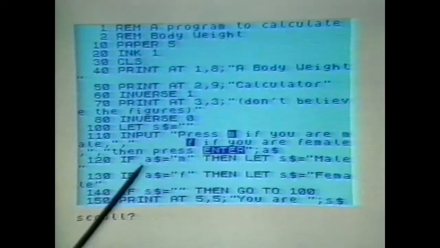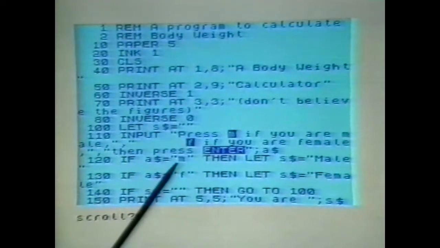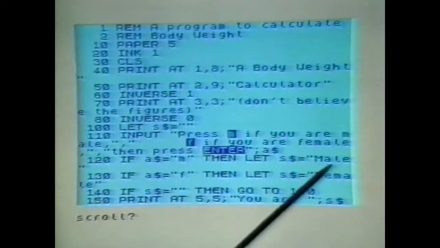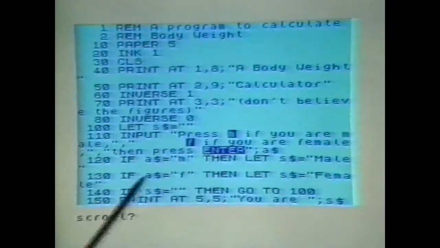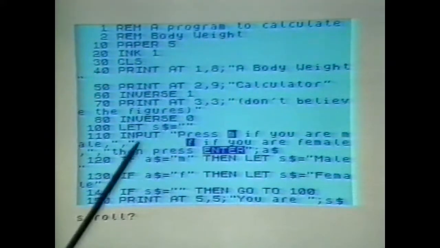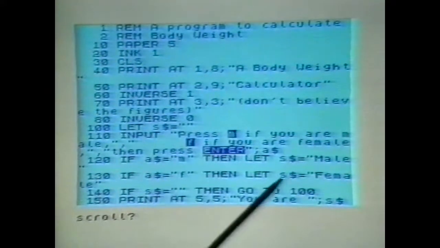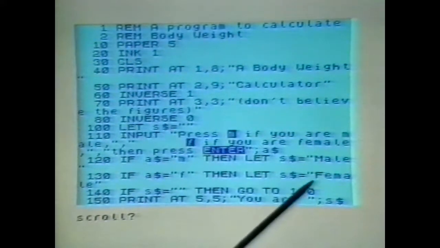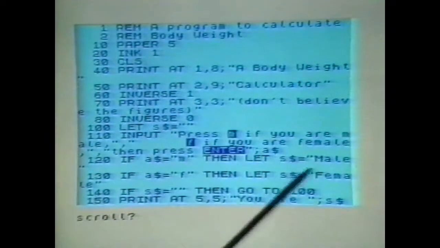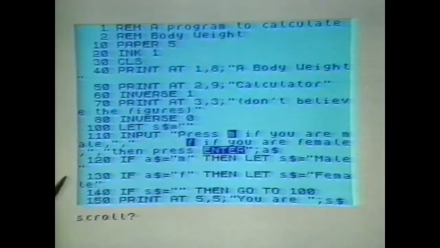So if we've got A$ having a value of M, then B$ will get the value male. Similarly, if A$ is an F, if we typed an F in response to this input statement, then B$ will get the value female. Remember, just because a line wraps round one end of the screen and appears again at the left-hand side, it doesn't matter. It's all one line.